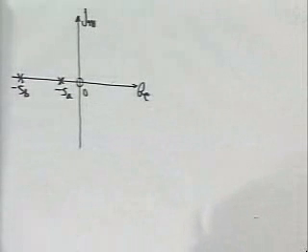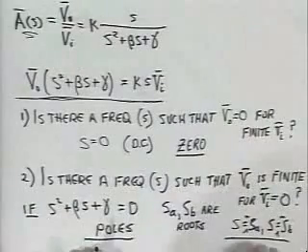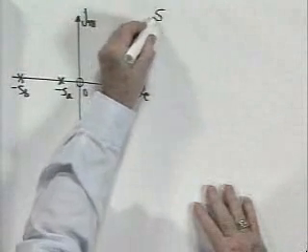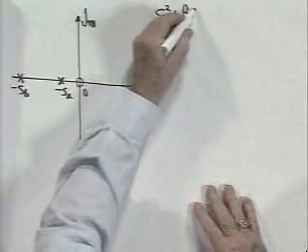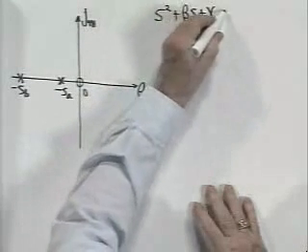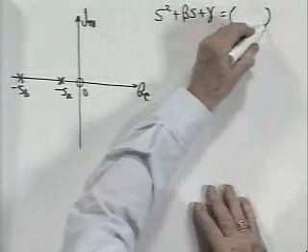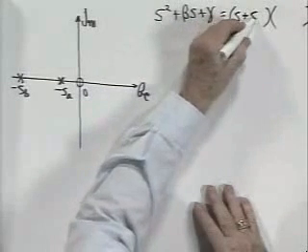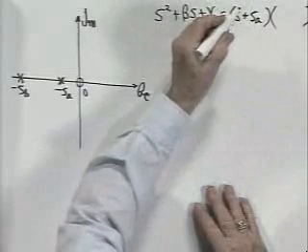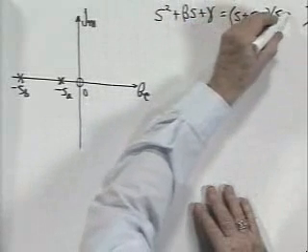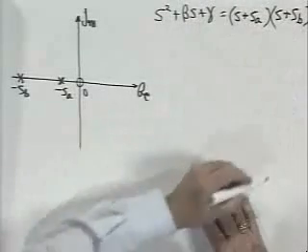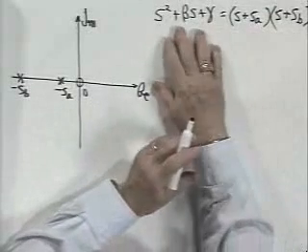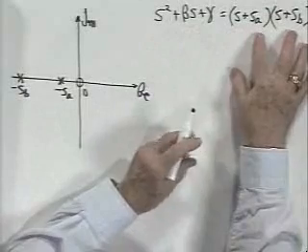Let me be a little bit clearer about this. What we are saying is that S squared plus beta S plus gamma can be written as the product of two factors. The factors are S plus S sub A and S plus S sub B. Now, it may not be self-evident that this quadratic can be factored into two first-order terms.